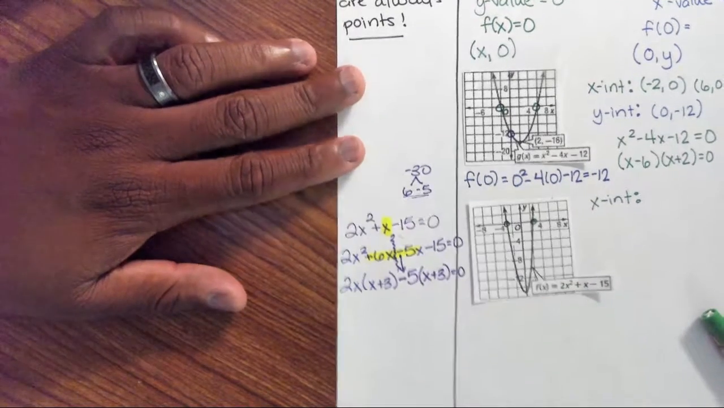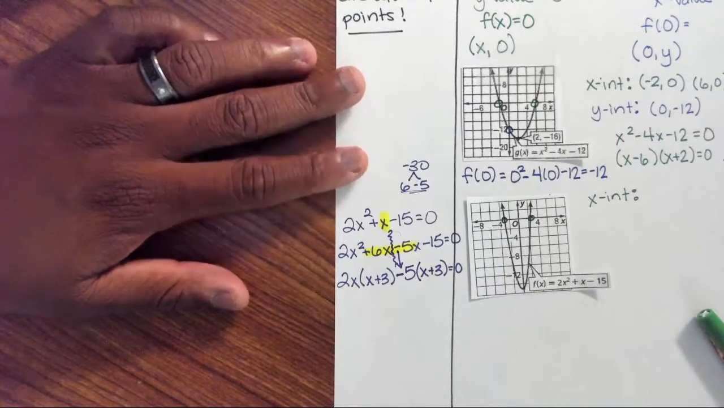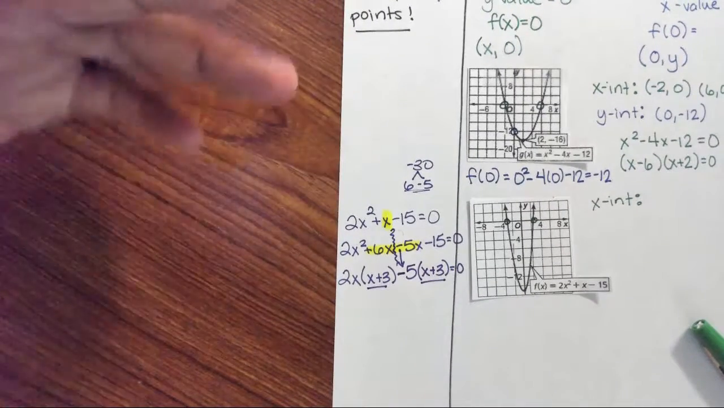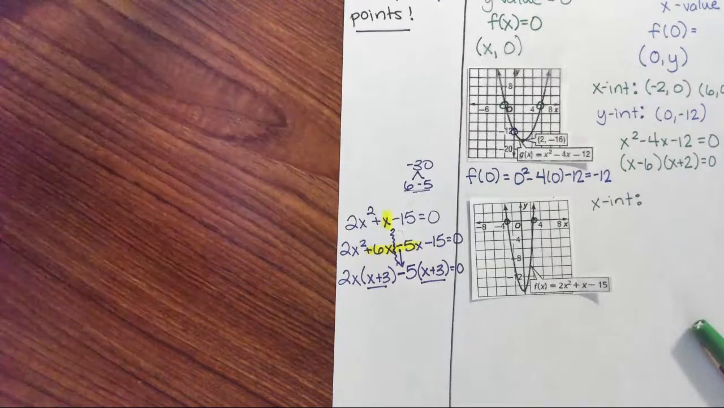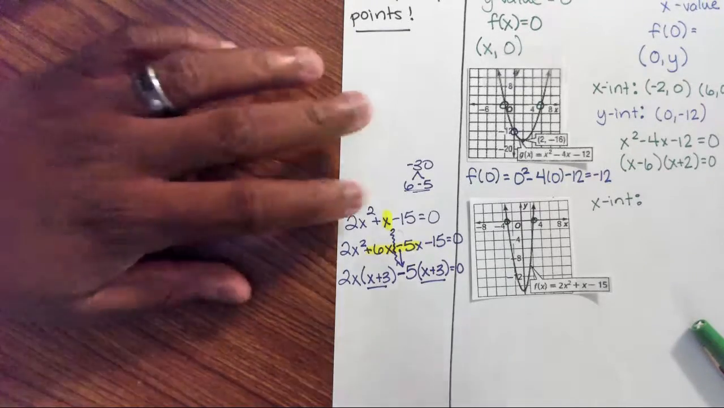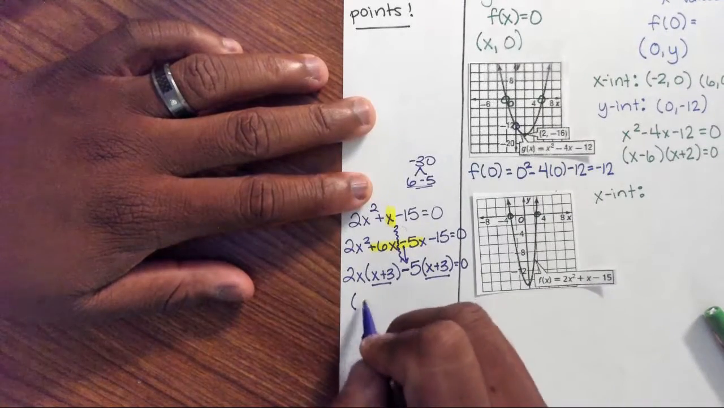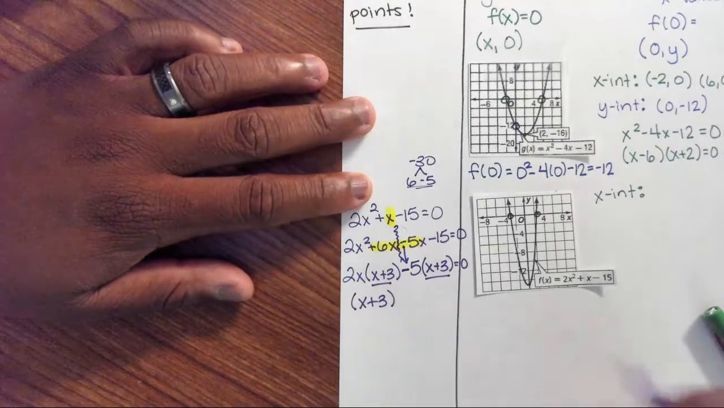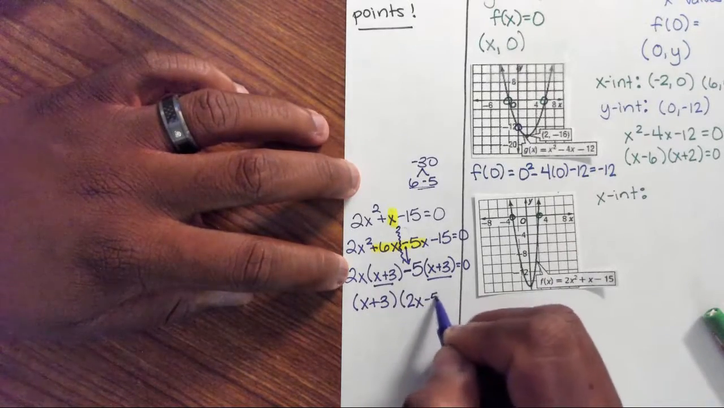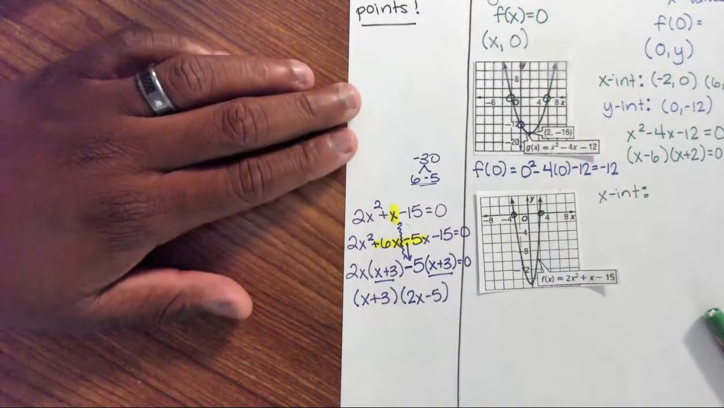I'm always able to check myself. I always know I've done this right if these factors repeat. If they don't repeat, I've done something wrong. That's one reason I like this method, because you're always able to know if you did it right or not. So my factors are going to be the repeating factors, which are x plus 3. And then the ones that are outside together, I'll group those together. That's 2x minus 5. Which is the same thing y'all got.